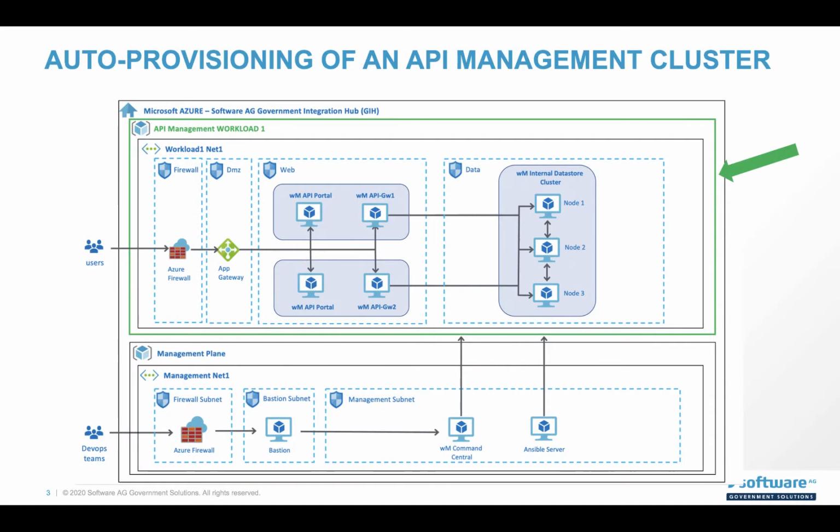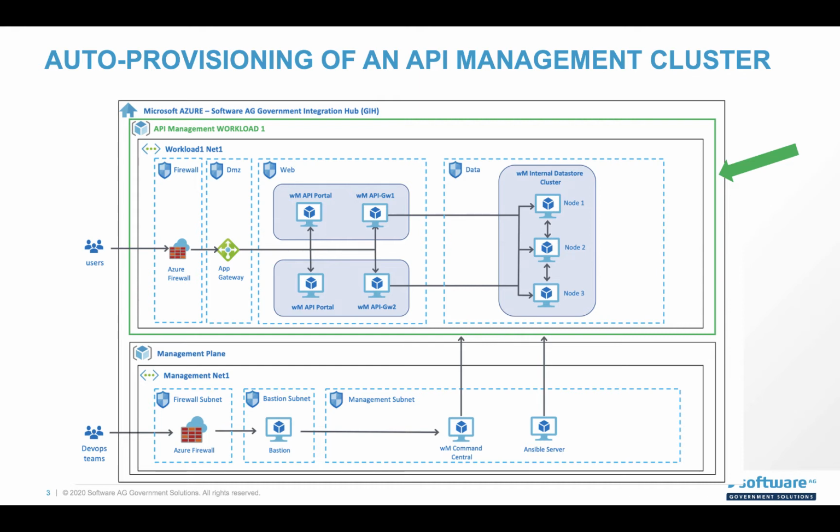In this demo, what you'll see in the green box is what we'll be building here, a complete SoftwareAG webMethods API management stack that is clustered and configured for high availability and scale, and as such, what I would consider close to production ready. Our provisioning process will include creating 2 API portal nodes, 2 API gateway nodes, and 3 internal data store nodes set up in a cluster.